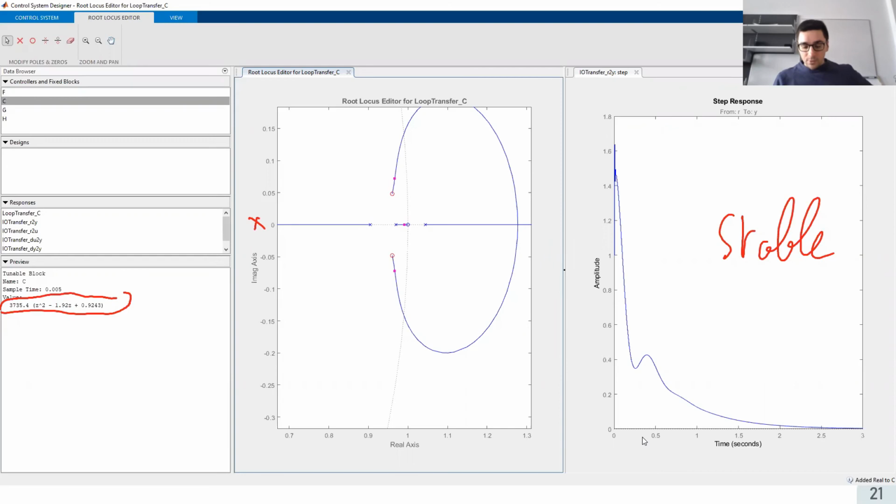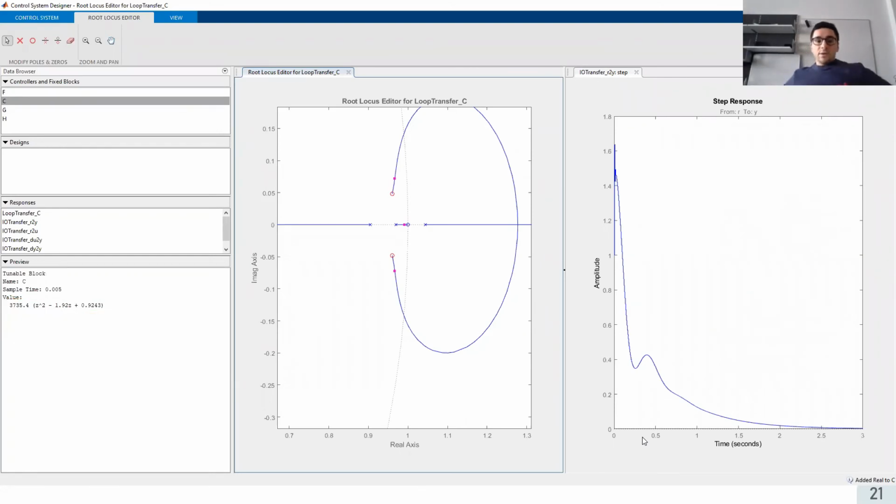For example, if I take s plus 1 divided by s plus 2 in continuous time, the static gain here will be 0. So this is not really a problem here. If you just look at the controller expression here, can you say anything special about this controller?